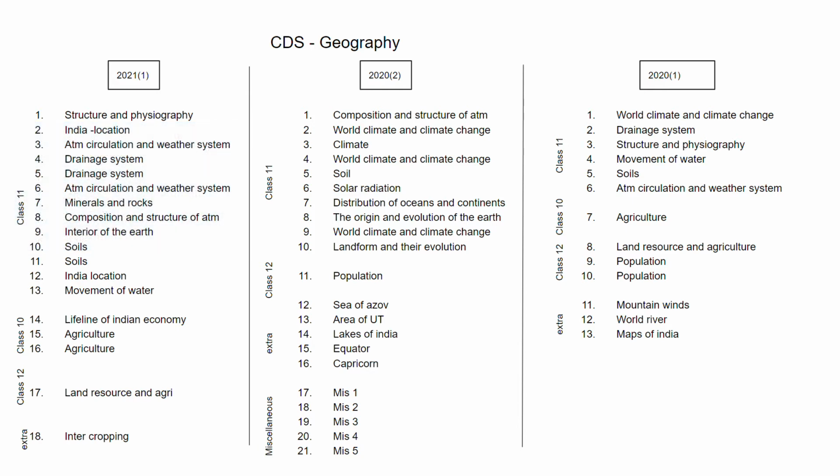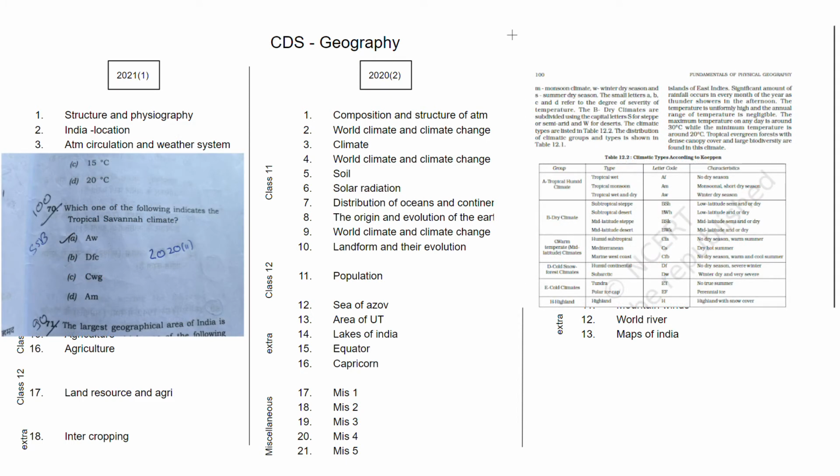Coming to the next question, which is from World Climate and Climate Change, specifically from the Köppen classification. Out of the papers I have studied, a Köppen classification question was present in at least 90% of them. So it is one of the most important topics from geography. Now, the question is: which one of the following indicates the tropical savanna climate? Now look at the table that I have mentioned.